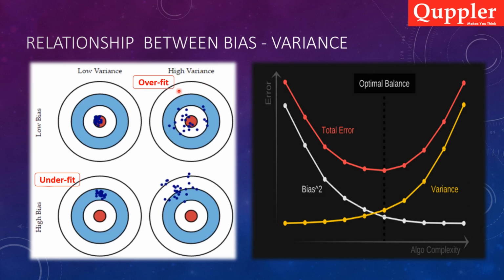So we need to strike a proper balance to achieve low bias and low variance, to achieve a proper bias-variance trade-off for the best fit of your model. We're going to understand this diagram in depth in the next slide. So let's move on there.